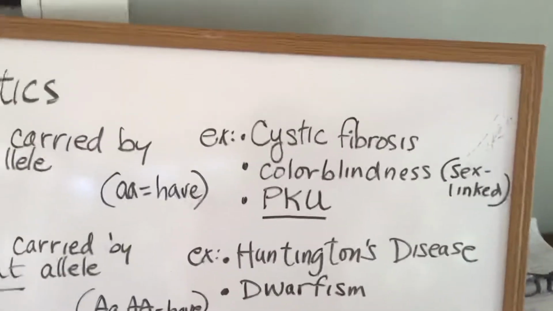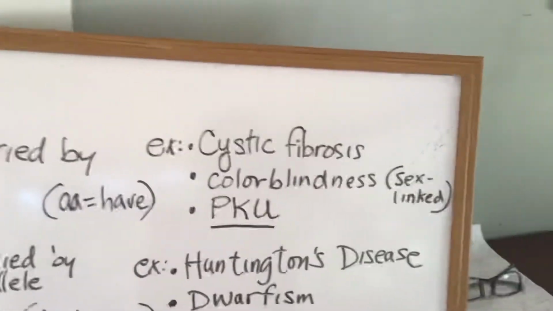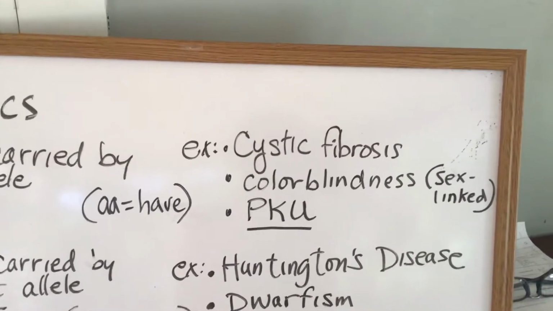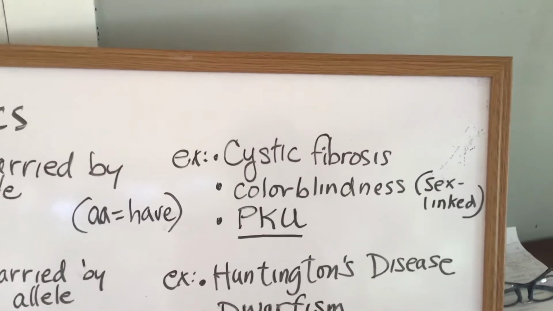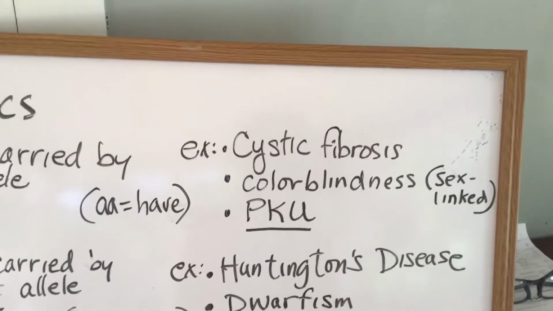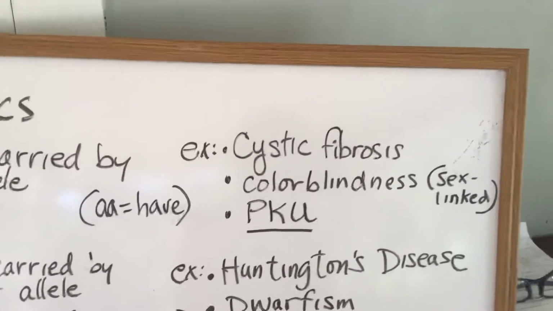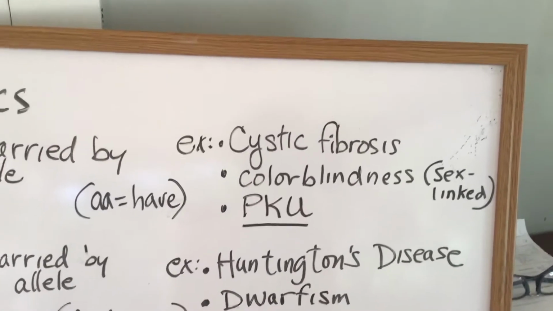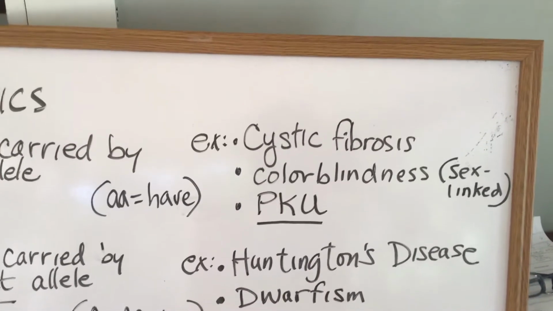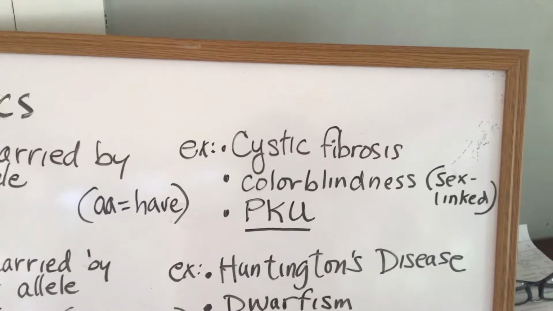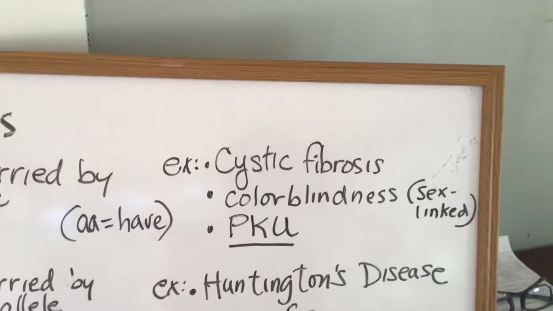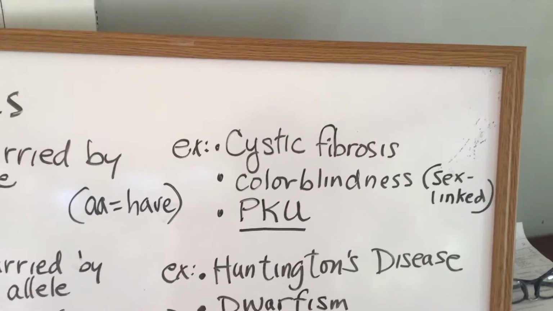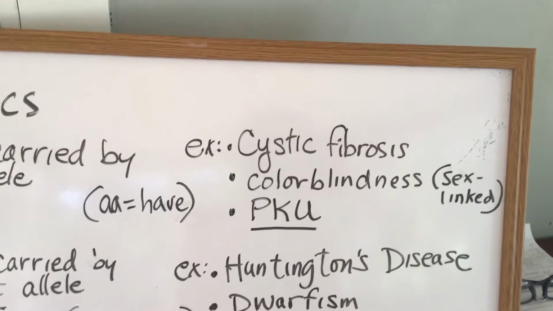PKU is not that common, but it's something that they test babies for almost always now, and they do it by a little capillary blood test when the baby is born. PKU is phenylketonuria, and that is a buildup of ketones in the brain, which causes mental retardation. Mostly this happens in the first 5 years of life, and this is from the improper breakdown of phenylalanine, which is one of the amino acids.